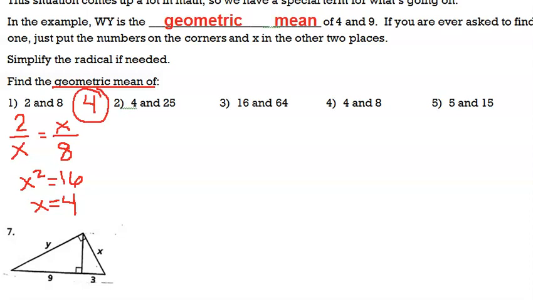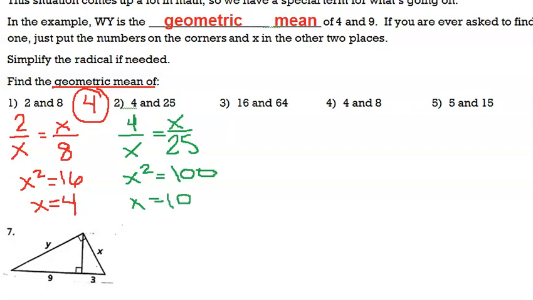We're going to do rapid fire. We're going to do a couple of these just to make sure you understand what's going on. If you had 4 over x equals x over 25, and you wanted to know the geometric mean, you cross multiply, or whatever it is that you learned is how to solve this back in the day. You get x squared equals 100. What number equals 100 when you square it? That would be the number 10. So what is the geometric mean of 4 and 25? 10.